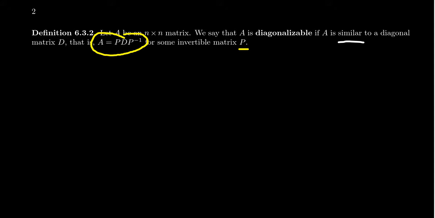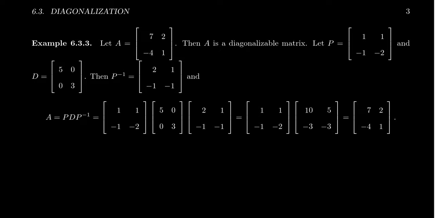So we had talked about similar matrices previously. You can look at the link if you want to see some more about those. But a matrix is diagonalizable if it is similar to a diagonal matrix. Let's look at an example of such a thing.